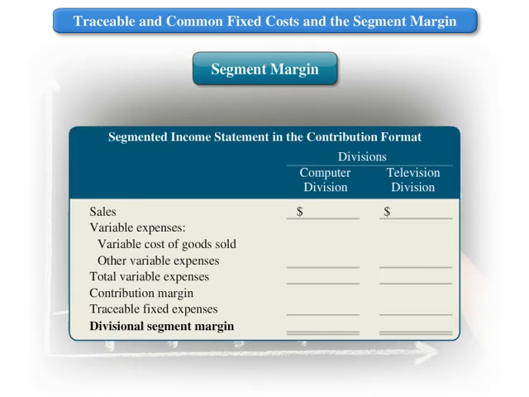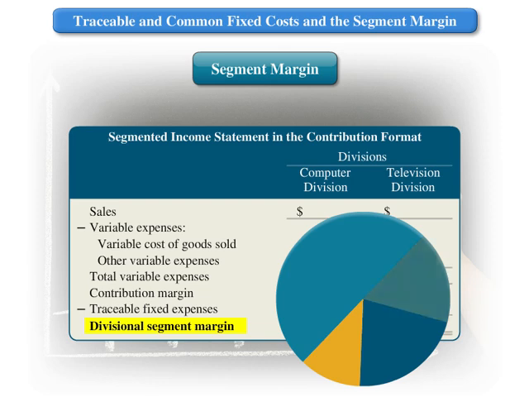To understand this, let's first look at a segmented income statement prepared in the contribution margin format. In preparing a segmented income statement, the variable expenses are deducted from sales to yield the contribution margin for each segment. The segment margin is obtained by deducting the traceable fixed costs of a segment from the segment's contribution margin. It represents the margin available after a segment has covered all of its own costs.